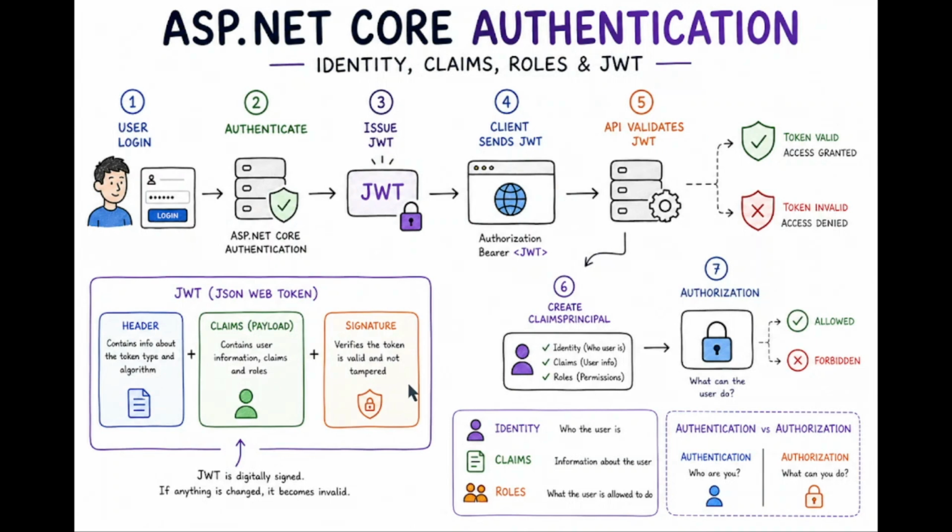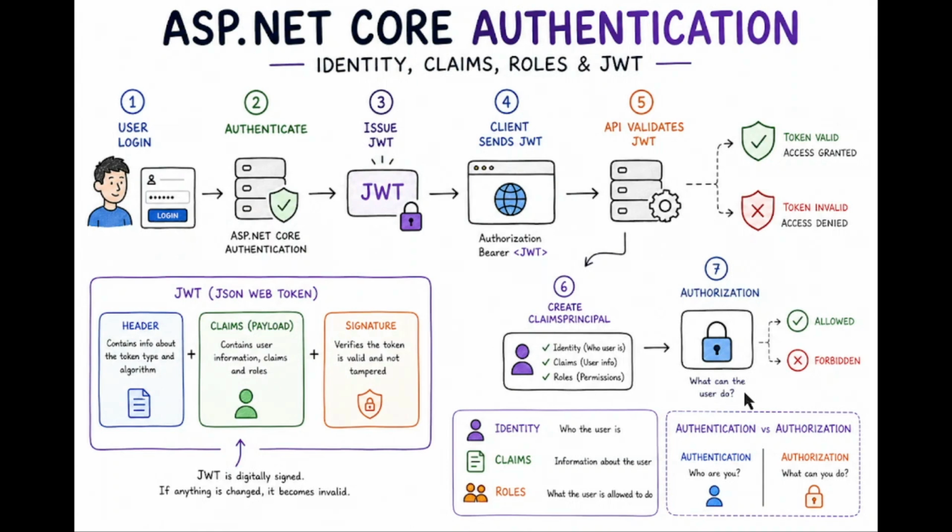Number six, sending JWT to APIs. After login, the client stores the JWT. Whenever the client calls an API, it sends the JWT inside the authorization header. The server doesn't ask the database every time. Instead, it validates the token. If the signature is valid and the token hasn't expired, ASP.NET Core recreates the user's identity from the claims inside the JWT. Now, the application immediately knows who the user is, their claims, their roles, and what they are allowed to access.